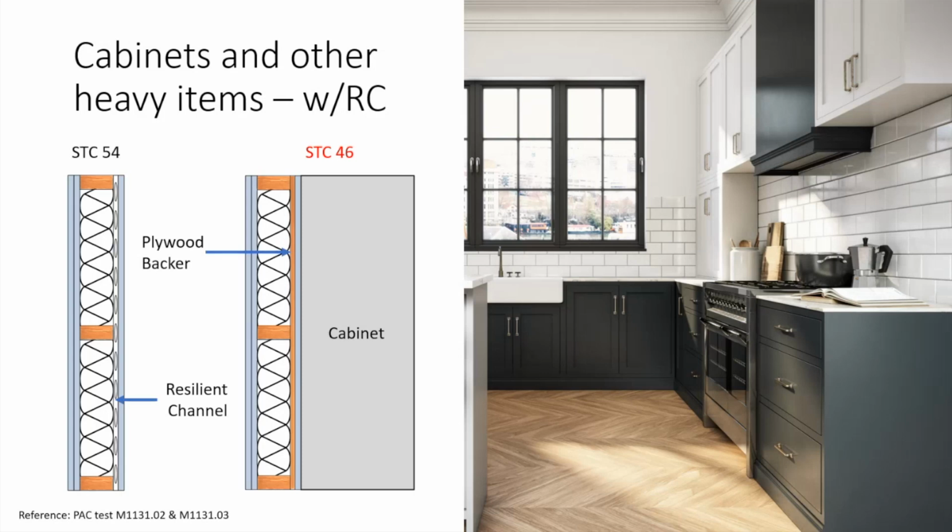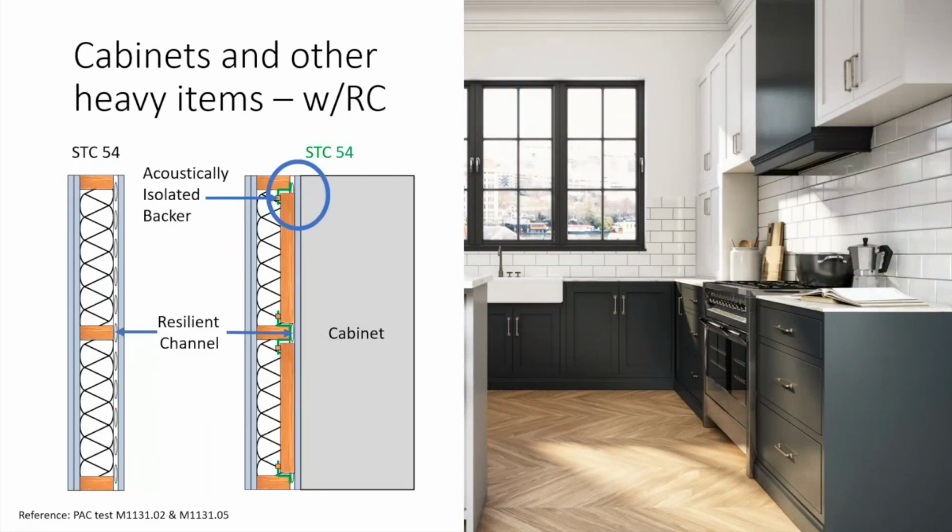And so now you've got a wall where you don't meet code and you're very likely to get complaints, especially because kitchens tend to be noisier places. You've also got people moving pots around, slamming cabinet doors, shuffling plates, all of these kinds of things, right? There are a lot of noise sources very close to that wall. So you need to maintain that isolation of the structural path. The way you can do that is to use an acoustically isolated backer.